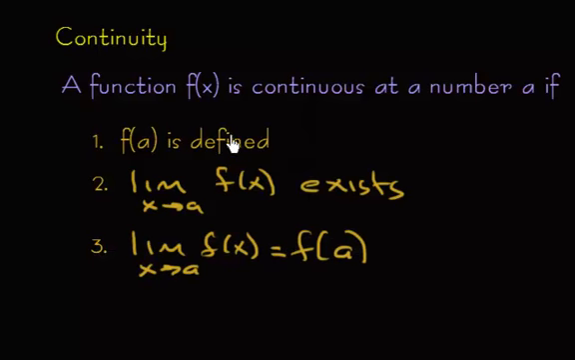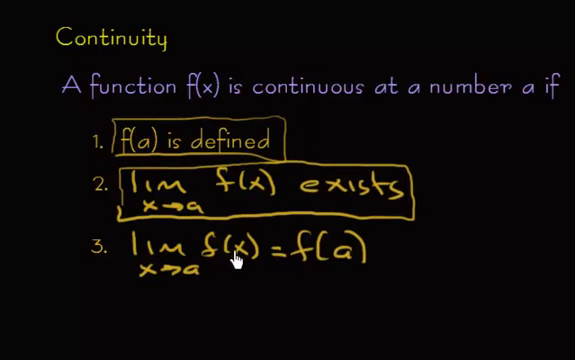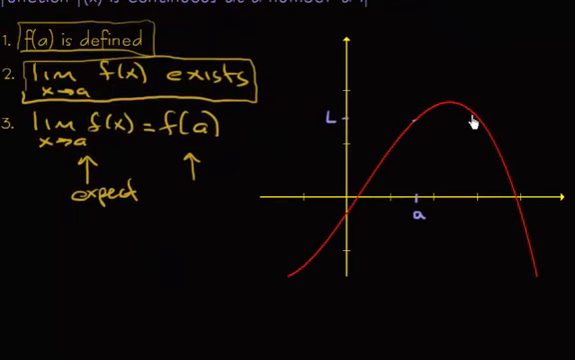Okay, so this is actually the y value. This is telling me where I expect the y value to be as I approach a, and this is basically saying that what I expect the y value to be is actually the y value. So let's take a look at an example. So we have our function f of x right here. So let's go through the three conditions.